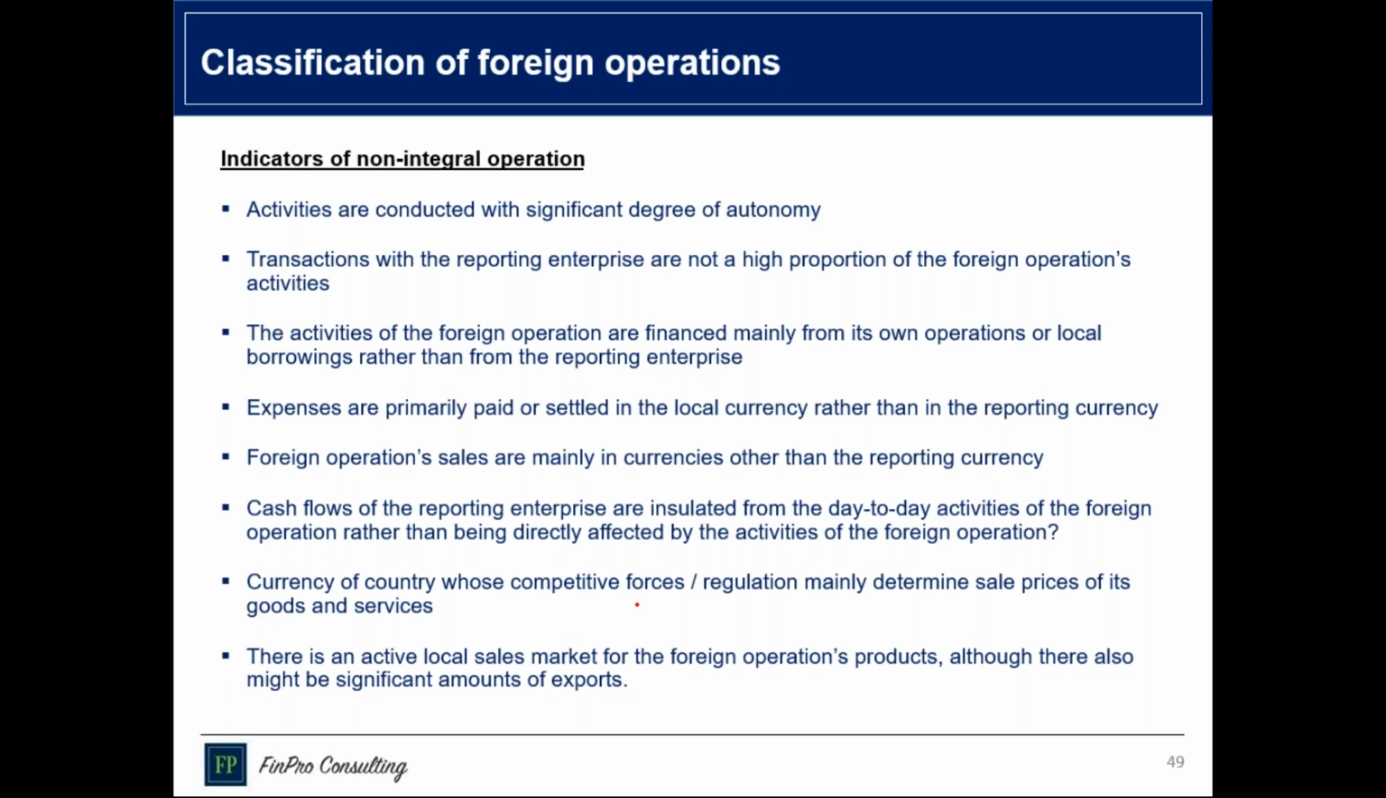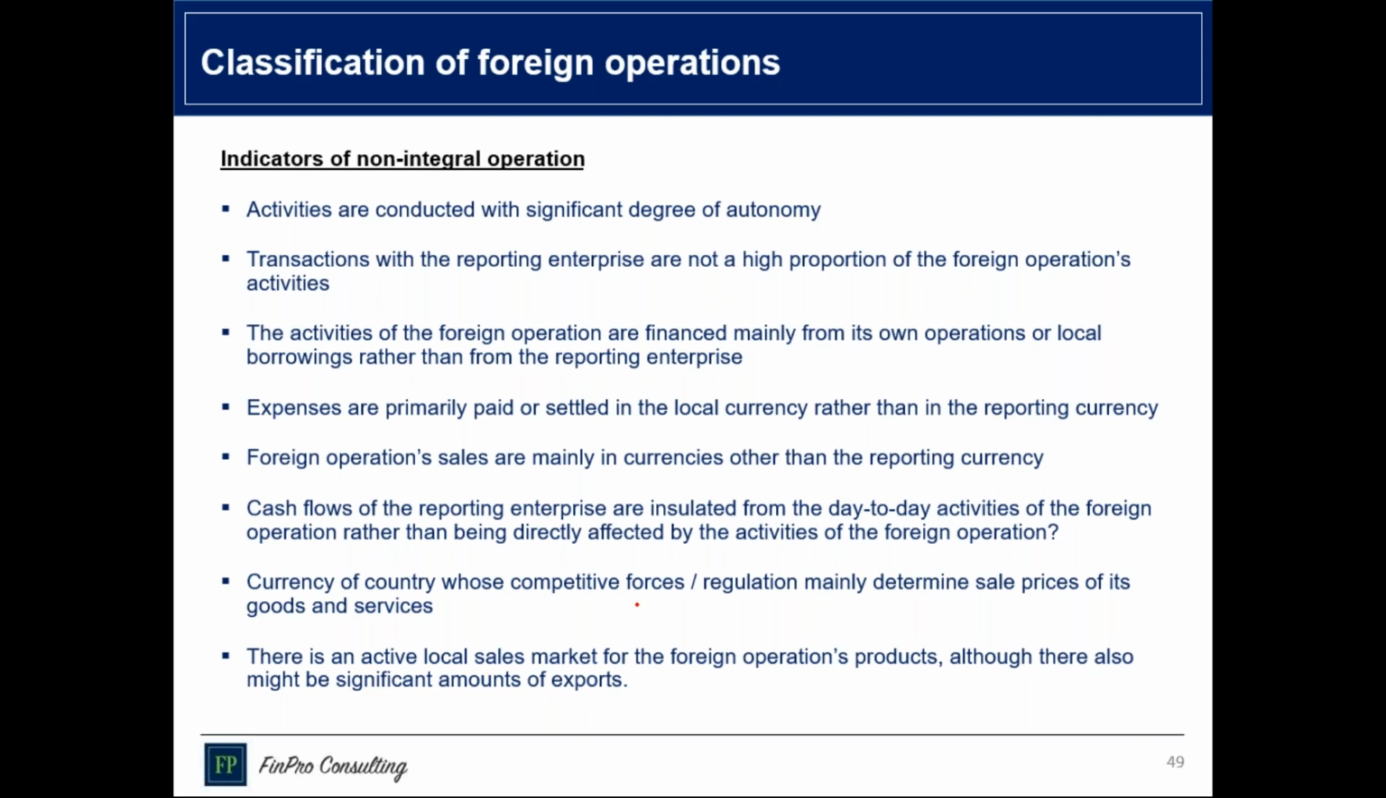Then we need to check the currency of the country whose competitive forces are determining the sales price. Very important question. When I determine the sale price of my product or service, whether it is based on the local competitive forces of that particular country, or it is determined by the reporting entity. If it is determined by the local competitive forces of the foreign operation, then again it is towards a non-integral operation, or otherwise it could be an integral operation.